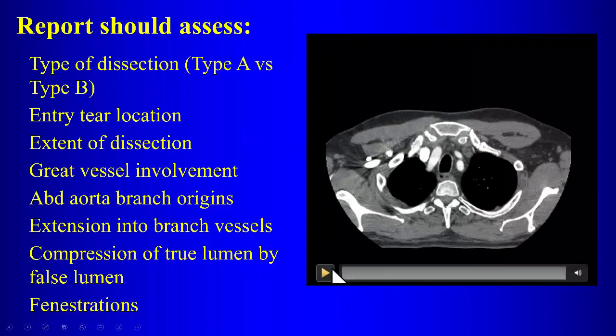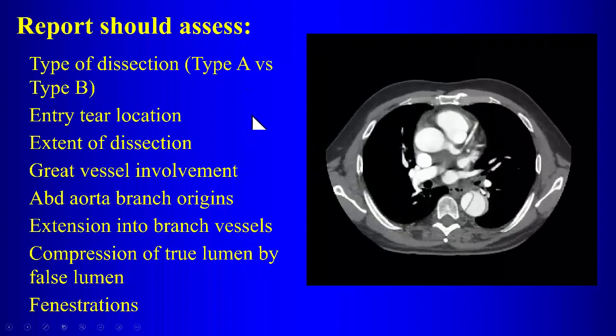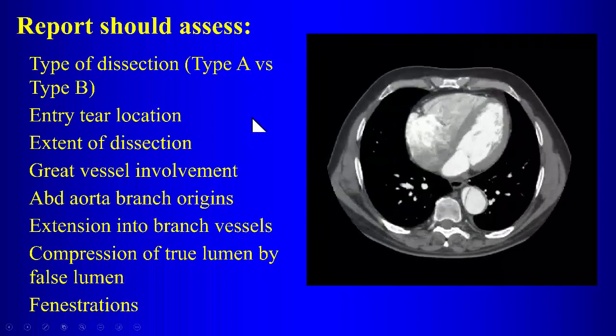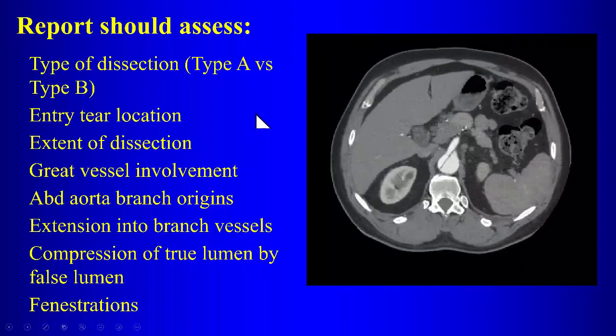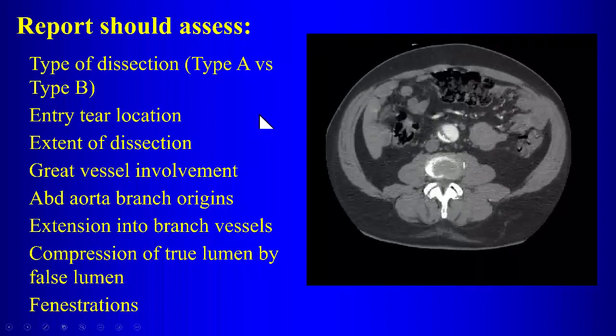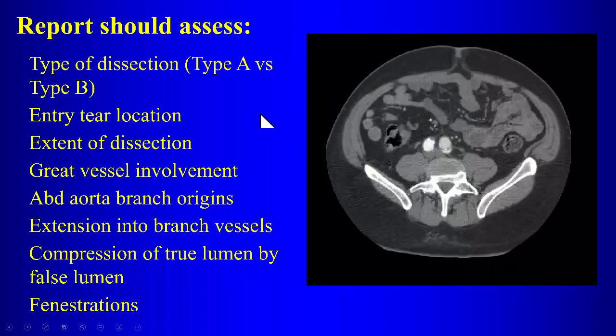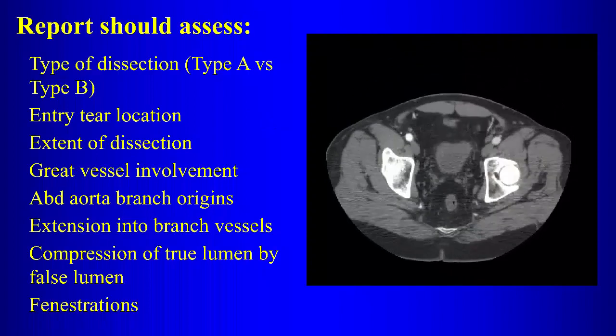Now, when we are assessing dissections by CT, the first thing we want to decide is what type of dissection it is. Is it a type A or a type B? Typically, how do we differentiate that? What differentiates a type A from a type B? Yeah, so that's the classic teaching. If the ascending aorta is involved with the dissection, it's a type A, and if the ascending aorta is not involved, it's a type B.